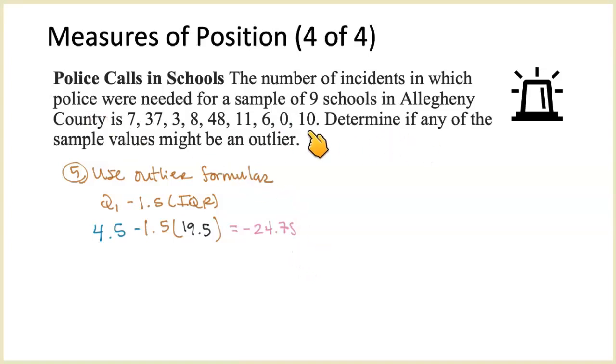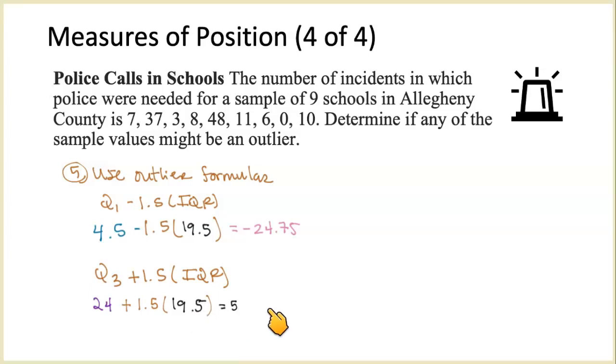Luckily, there's no number below that. The smallest number is 0, which is definitely larger than negative 24.75, so there's no outlier in the lower half. Then for the upper half, we look at 24 plus 1.5 times 19.5. That's going to give us 53.25. Again, we look at our data set and determine the largest number is 48. So there really is no number greater than this, so there is no outlier in the upper half.